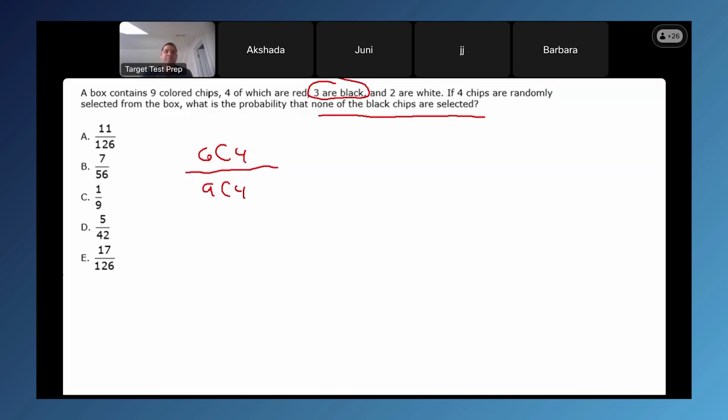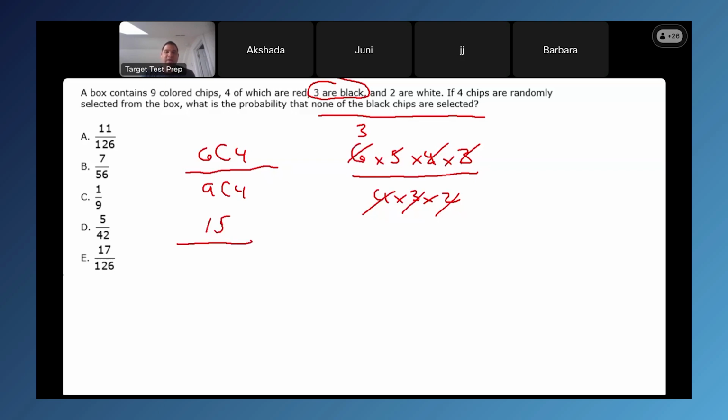So we do that out. That's going to be 6 times 5 times 4 times 3 over 4 times 3 times 2. So that goes away, and that becomes 15 in the numerator. And then 9 choose 4, 9 times 8 times 7 times 6 over 4 times 3 times 2. 3 times 2 is 6. 4 goes into 8 twice. So we have 9. I'll answer that in a second.